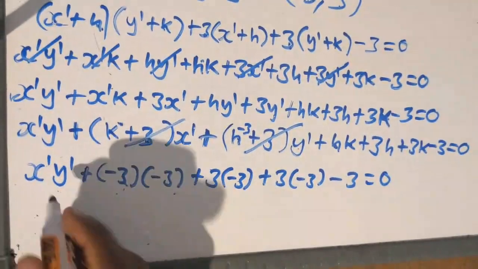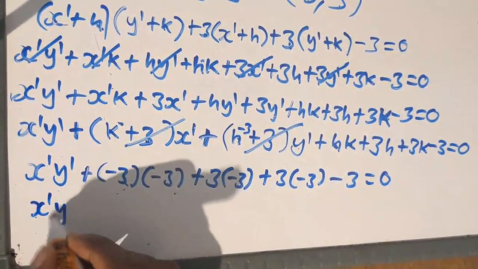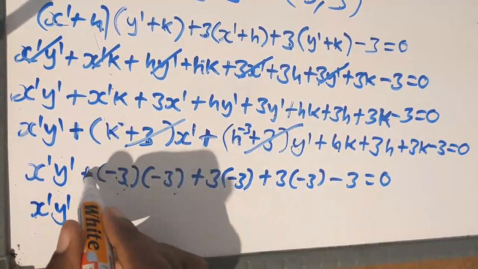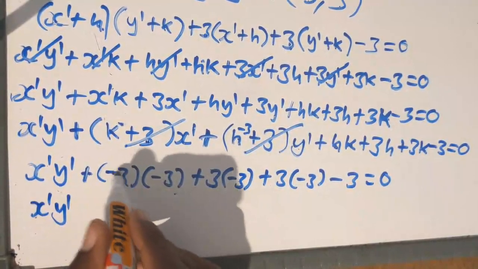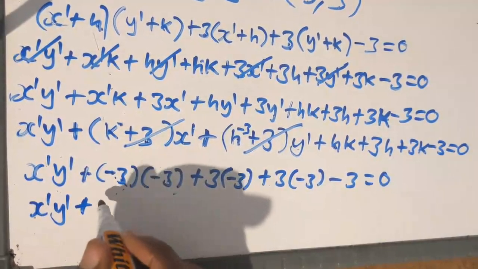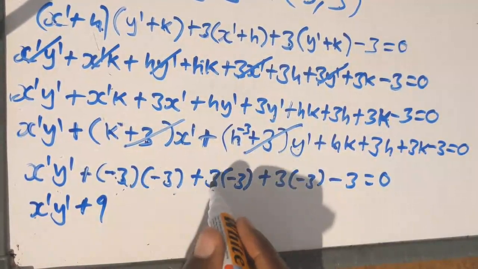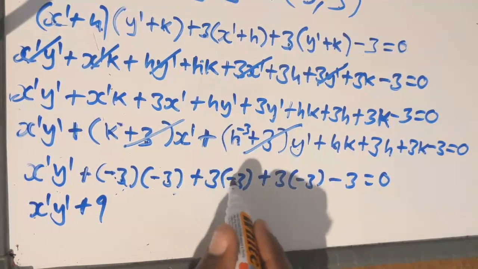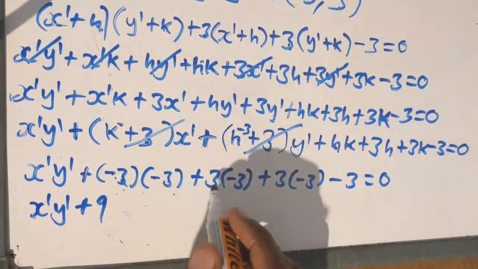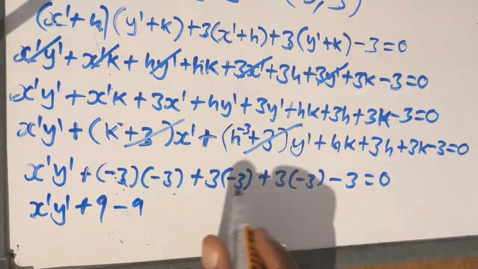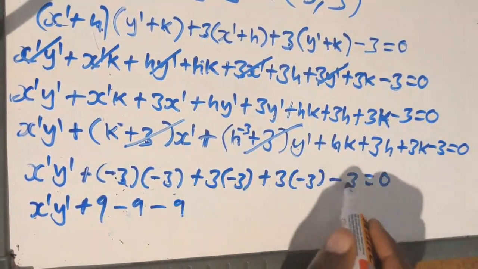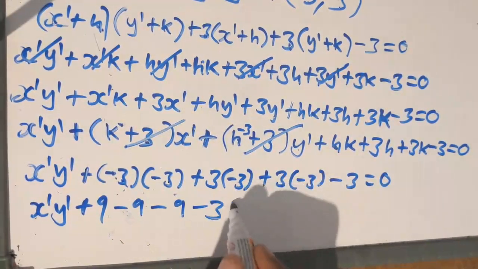So this is what you're going to do. You say x prime y prime. Positive times negative is negative. Then negative times negative is positive, 3 times 3 is 9. You come here, positive 3 times negative 3 gives you negative 9. Then here you have negative 9 again. Then minus 3 equal to 0.